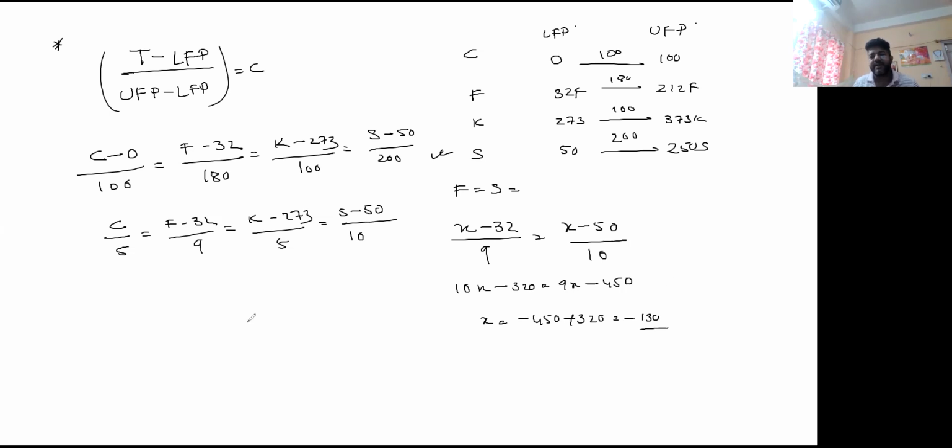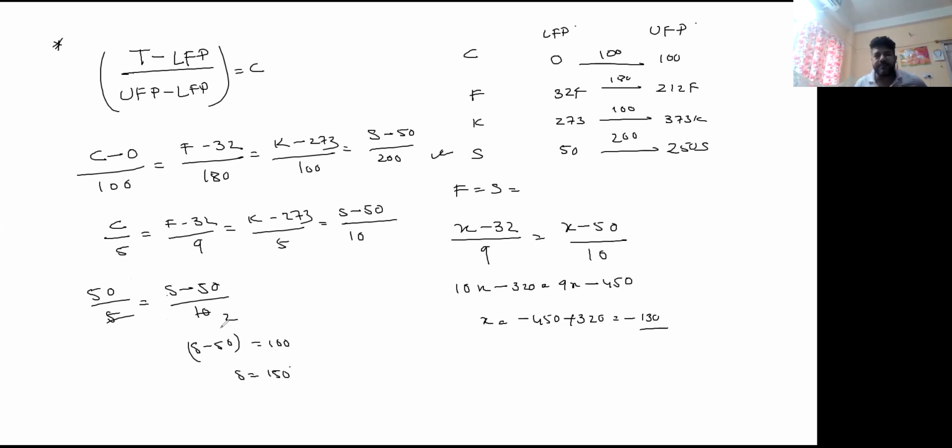Is it clear? In the same way, they can ask: 50 degree on the centigrade scale is equal to how much on the Shom scale? So S minus 50 by 100, that is, S is 150. 50 degree centigrade equals 150 on the Shom scale. They can ask you this type of question.